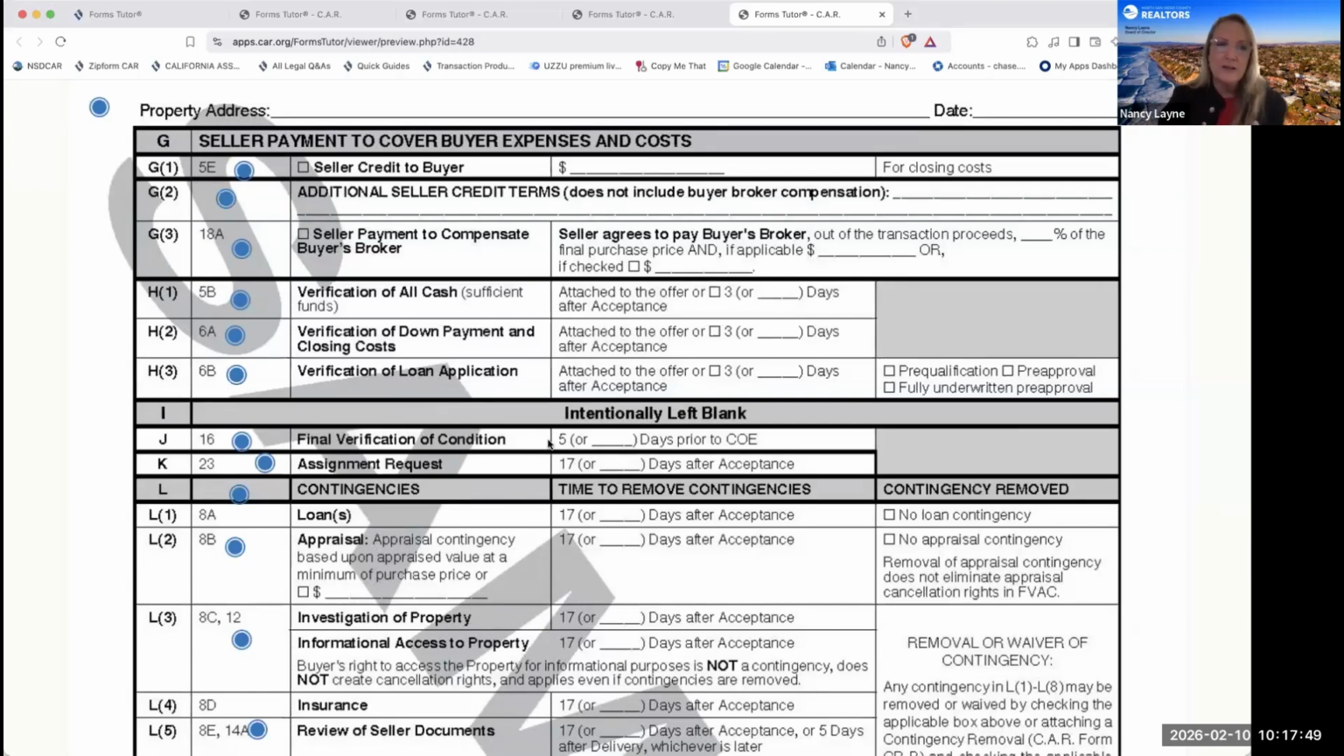The final verification of condition. This is one that honestly, throughout time, I have seen again and again and again, people either ignore or it hangs them up.